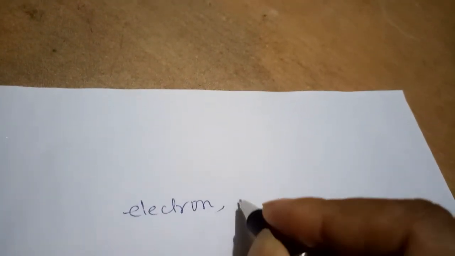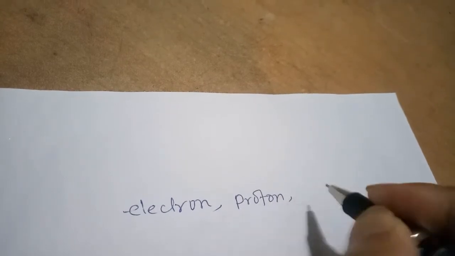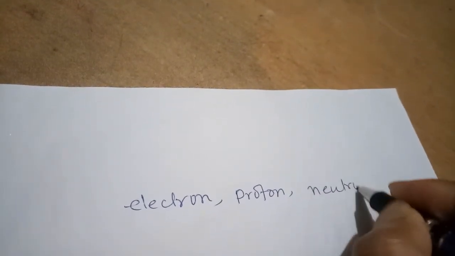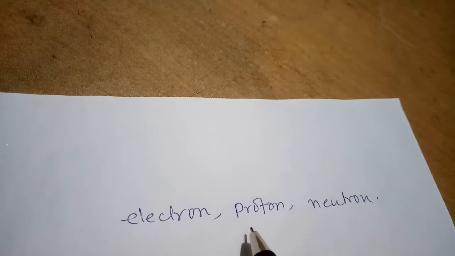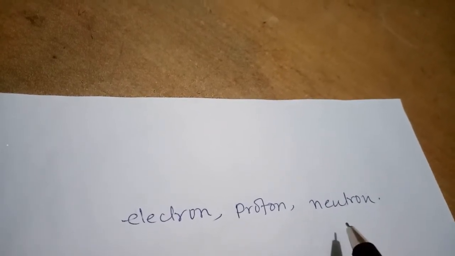Is it the smallest part? No. It also consists of some other particles. Those particles are the electron, and also the proton and neutron. So these three particles, the subatomic particles, are present in an atom.